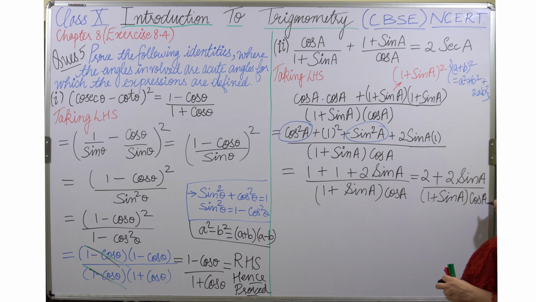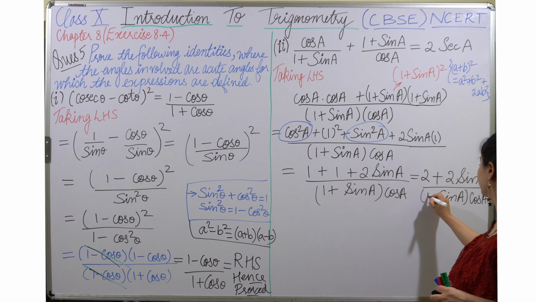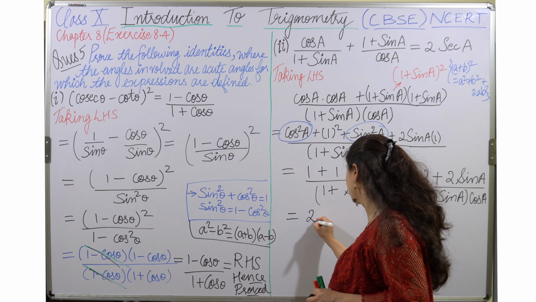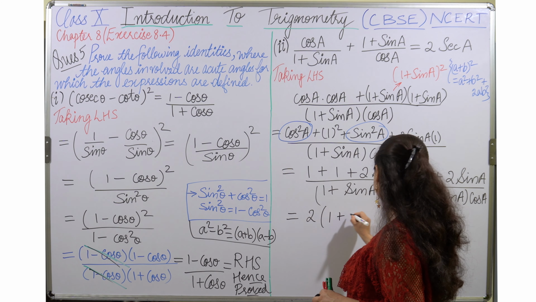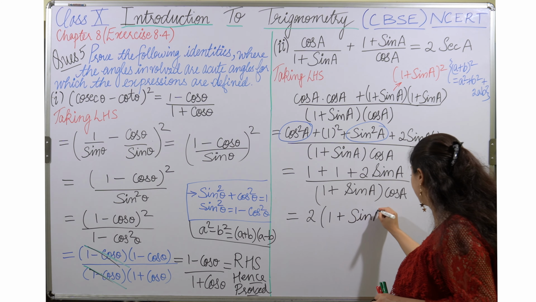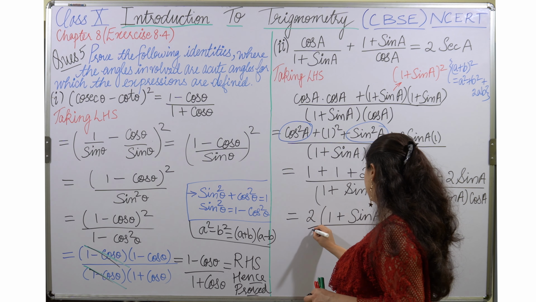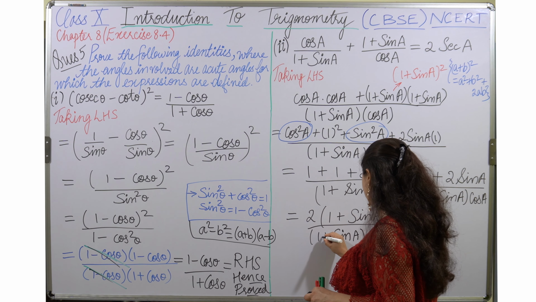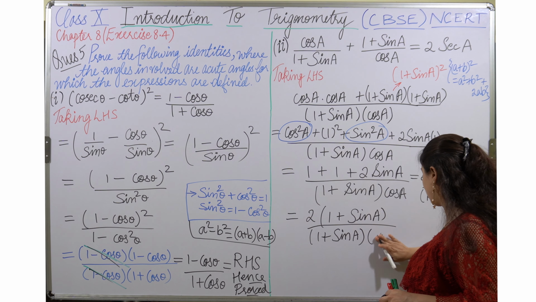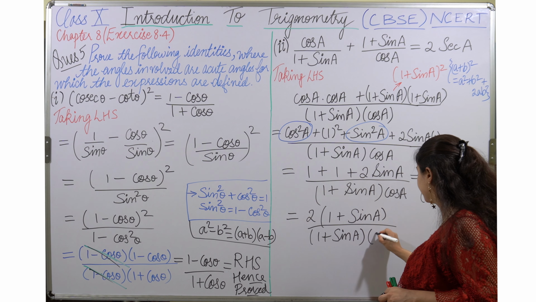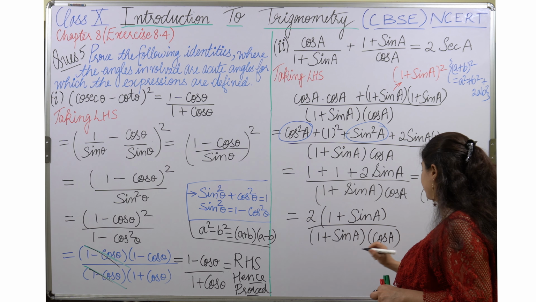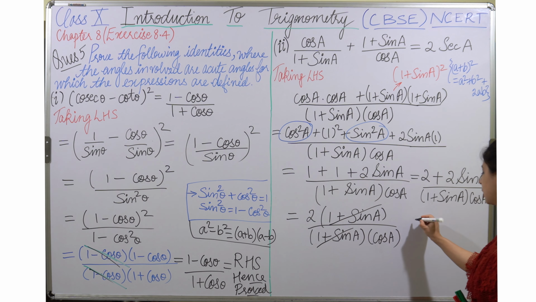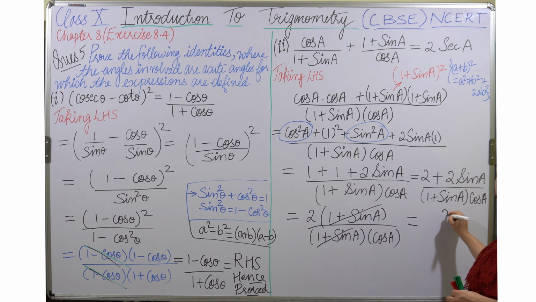So I can take 2 common, and I'll be getting 1 plus sin A upon 1 plus sin A into cos A. Now here 1 plus sin A and 1 plus sin A get cancelled, so I'm left with 2 upon cos A.